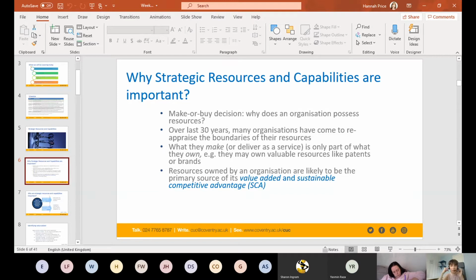Have any of you got examples of organisations that you've worked at where they've made a decision to either take things in-house or outsource things recently? Can you share any examples of that?